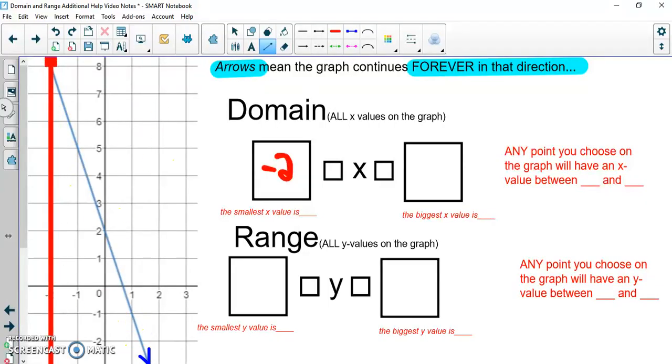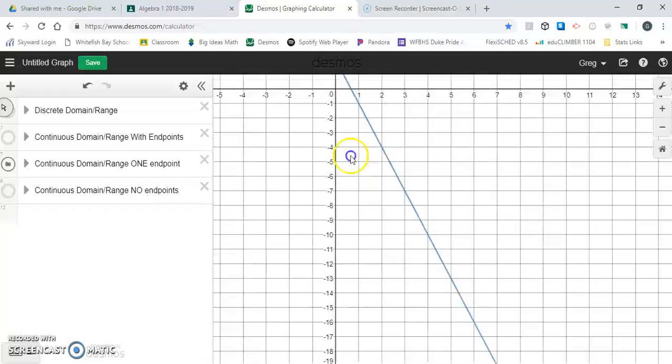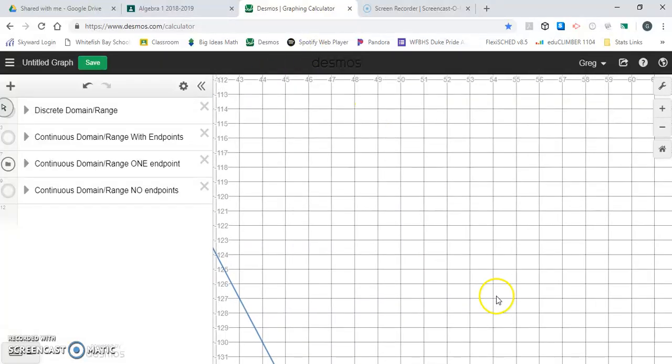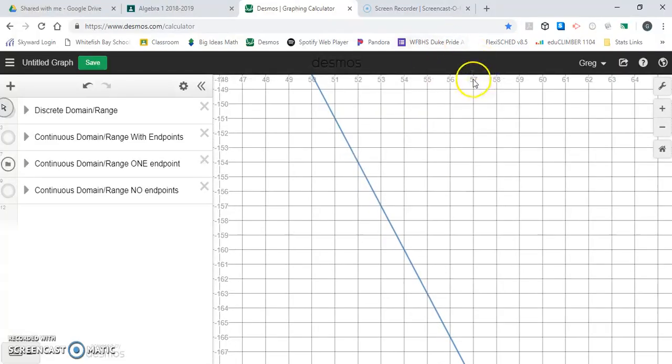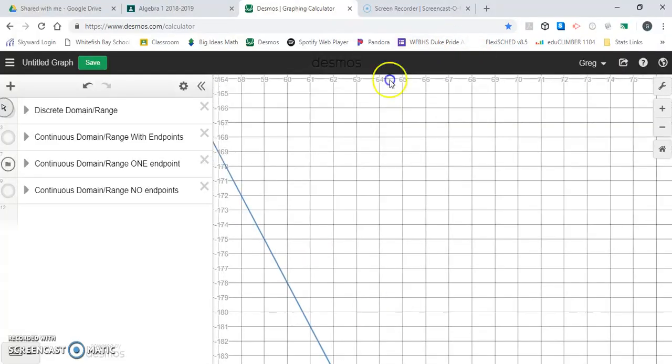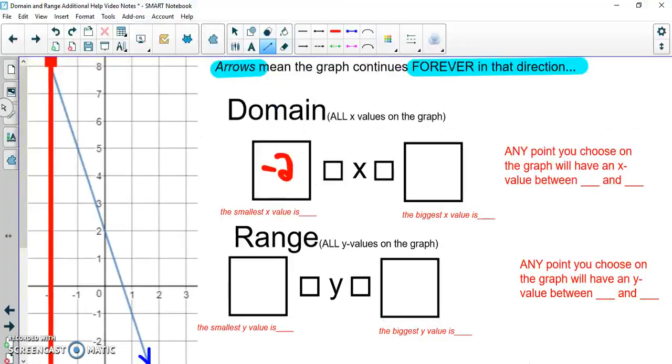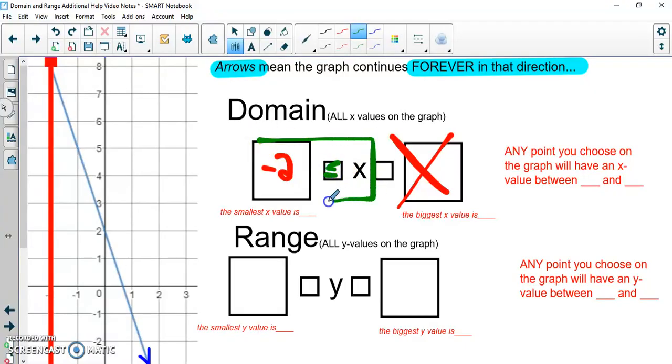But because of this arrow, I'd ask myself, what's the last x value on that graph? And again, if I just kept going and going and going, I'm never going to get to a last x value. You can see here I'm at positive 57. I can just keep going, and if I keep going forever and ever, this is never going to change. So there is no ending point for that x value. I can't state what the biggest number is. So therefore, all I could say is that the x values on this graph are all bigger than or equal to negative 2.